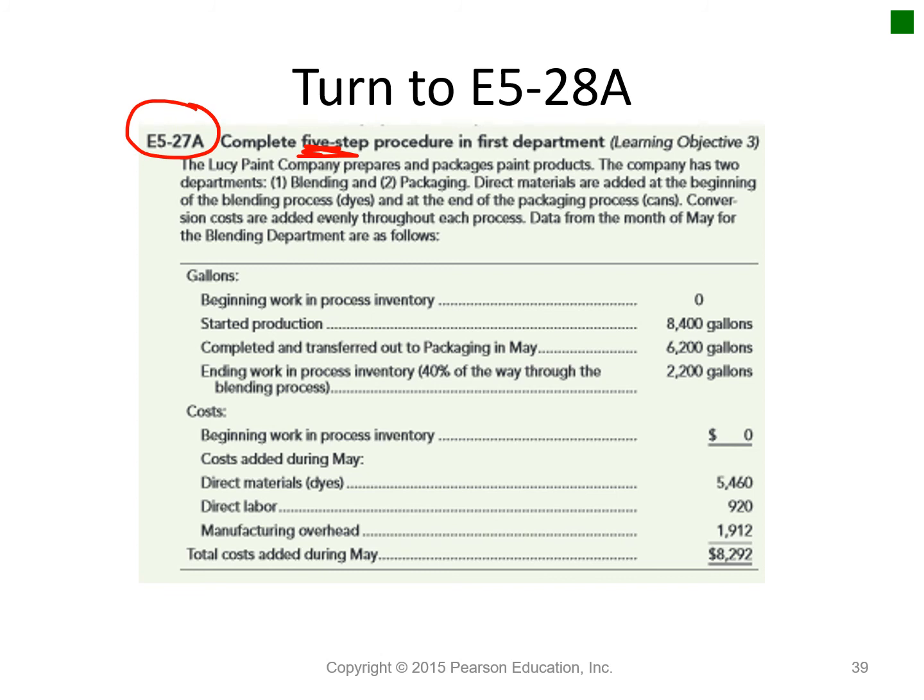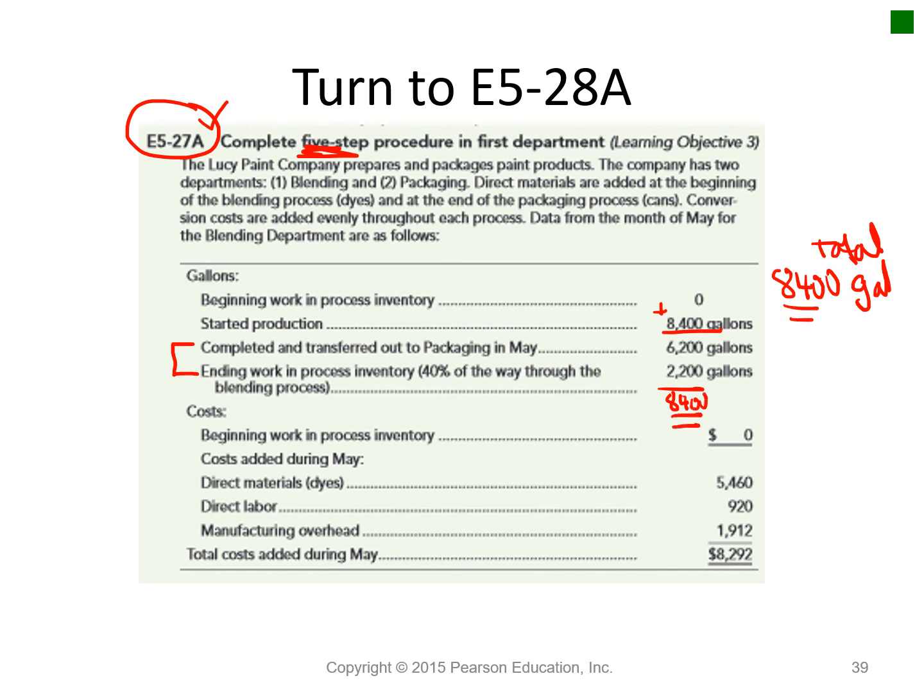So if you look at this data, you'll notice that if you're going to walk through the steps for 27A, to get the total physical units, you can just take the 0 plus the 8,400 gallons. That would be a total of 8,400 units or 8,400 gallons to account for. That is your total physical units. That's an easy one. But then notice when they give you the completed and ending WIP, the 6,200 plus the 2,200, that also adds up to 8,400. So you know you can be reconciled right there.